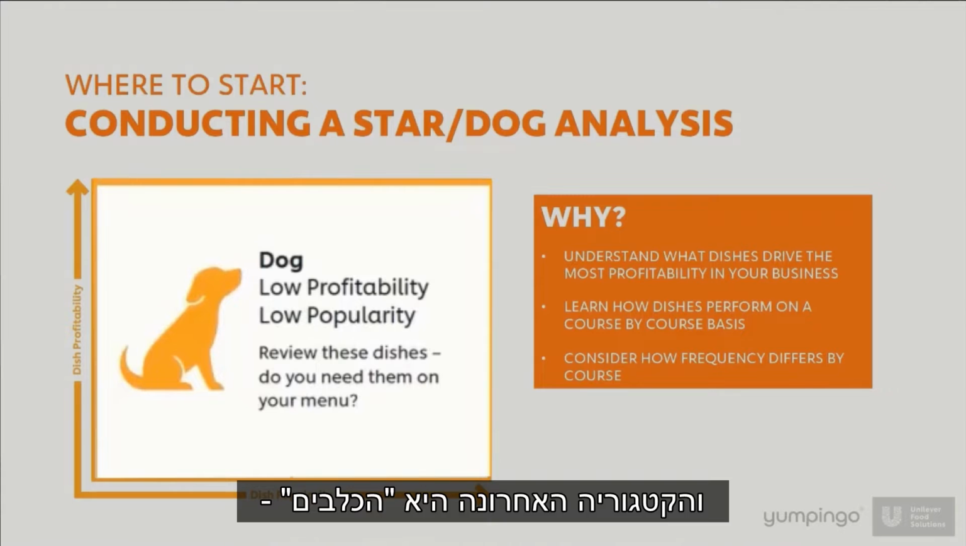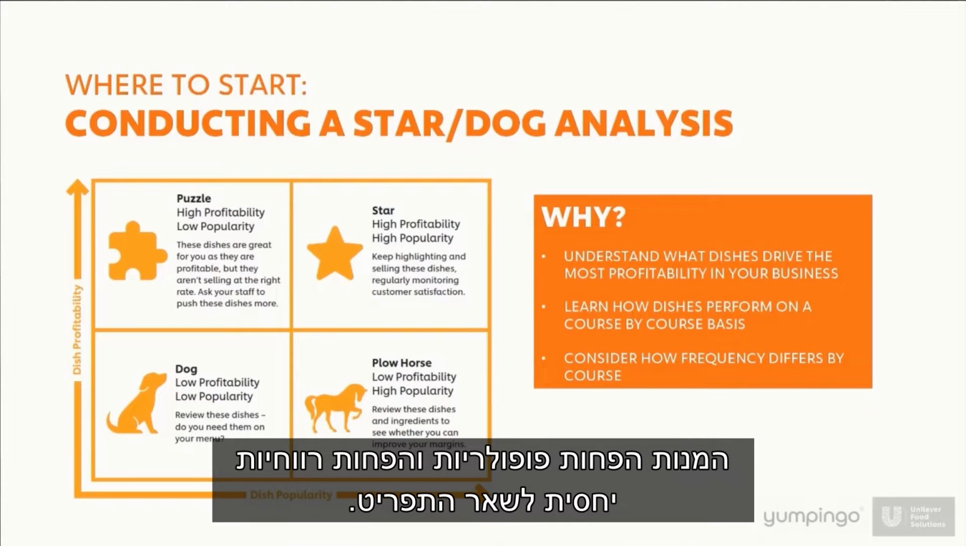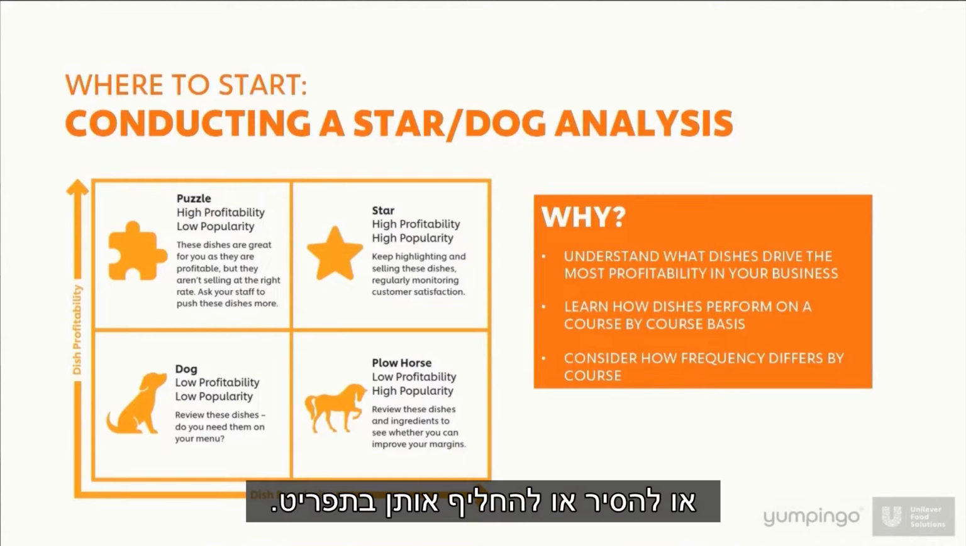And then there's the dogs. These are the ones that are low in popularity, low in profitability compared to the rest of the menu. These are the ones where you want to assess, is it worth holding on to these dishes, or should you remove them or replace them on the menu altogether?